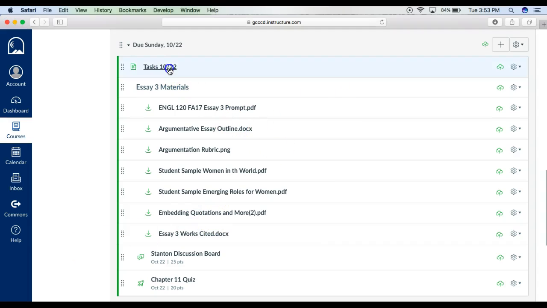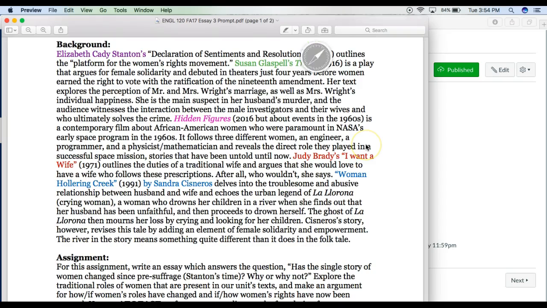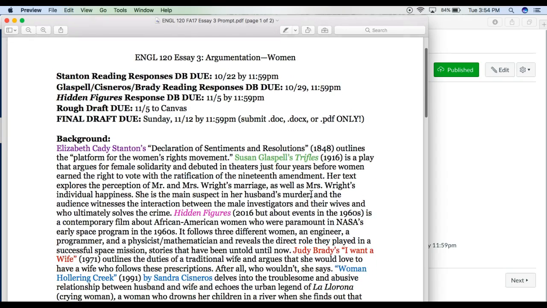Alright, so I can go ahead and click on the tasks list for 1022 and notice all of these links here are the materials for Essay 3. So we can go ahead and start with the prompt, okay? And here we go. Alright, so we can go ahead and get started.